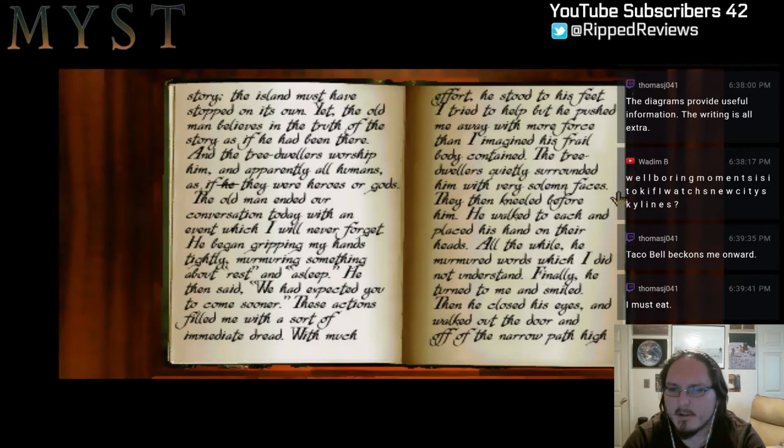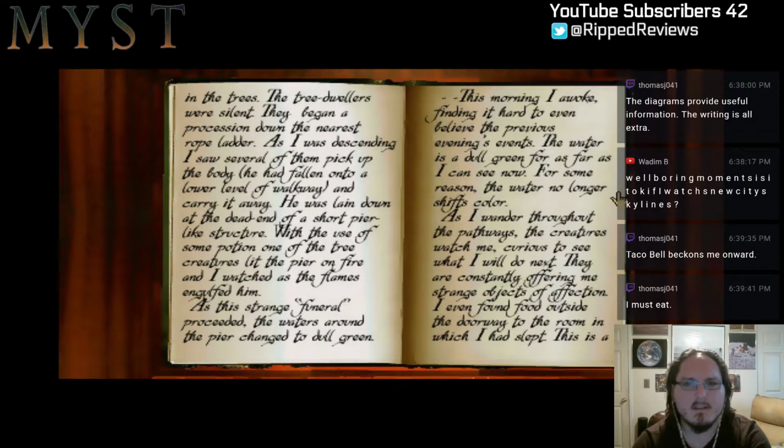The tree dwellers quietly surrounded him with very solemn faces. They then kneeled before him. He walked to each and placed his hand over their heads. All the while he murmured words which I did not understand. Finally he turned to me and smiled. Then he closed his eyes and walked out the door, off the narrow path high in the trees.